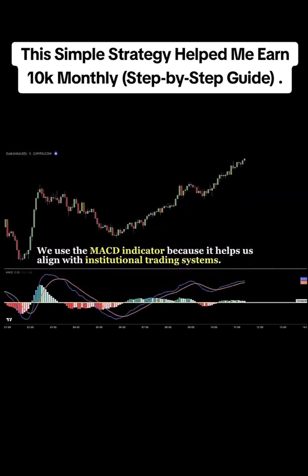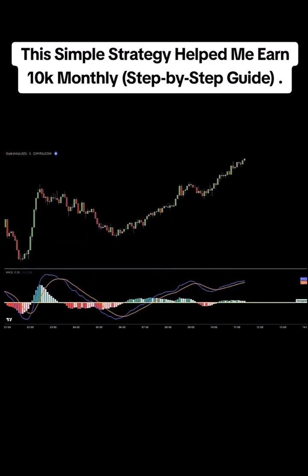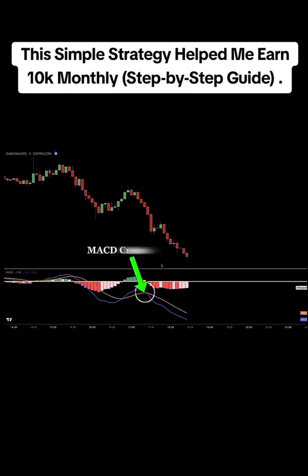We use the MACD indicator because it helps us align with institutional trading systems. Institutions often build their algorithms around MACD crossovers. When the MACD line crosses above the signal line, it suggests the market may move upward. Conversely, a bearish crossover, where the MACD line crosses below the signal line, signals a potential market drop. Institutional algorithms are designed to recognize and act on these signals, giving us confidence that we're following smart money.